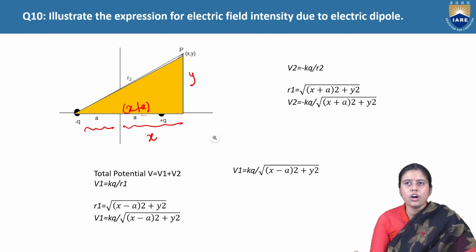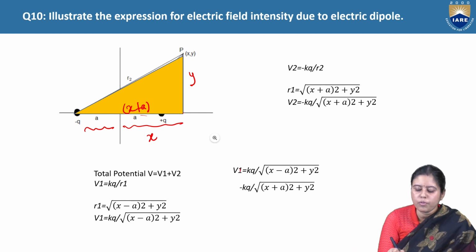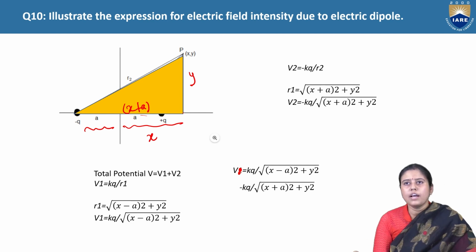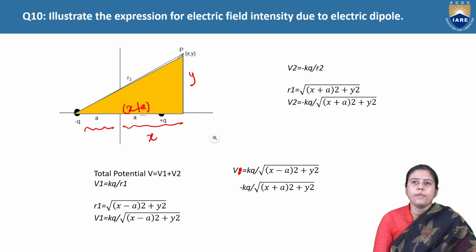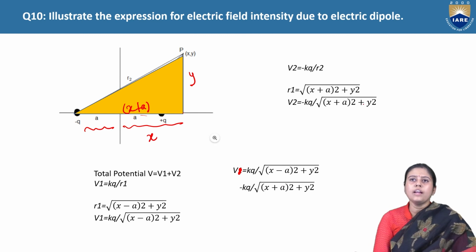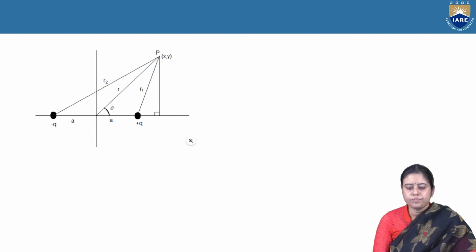And we already got V1. So V1 we know, V2 we know. So what is the total V? Total V is equal to KQ by the root of (x minus a) square plus y square, minus KQ by the root of (x plus a) square plus y square. We are just putting the values.